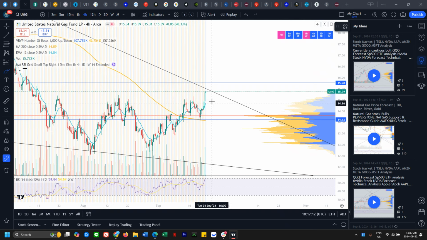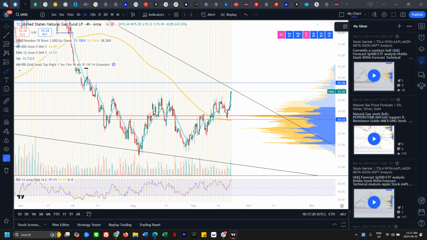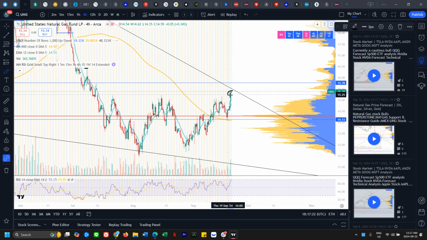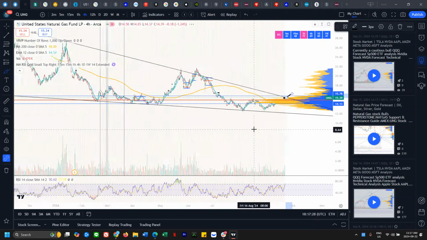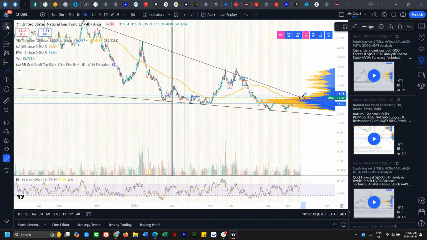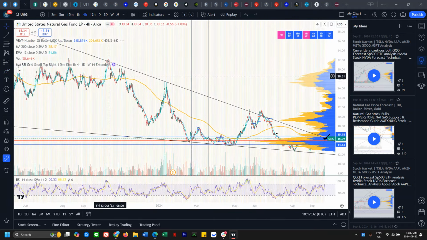All right, let's look at UNG. So UNG is looking pretty good as well. After NatGas breaking out, UNG is a little bit higher. And if NatGas makes one more leg up, UNG will likely break out of this longer term looking falling wedge. It goes all the way back to here, a year ago.